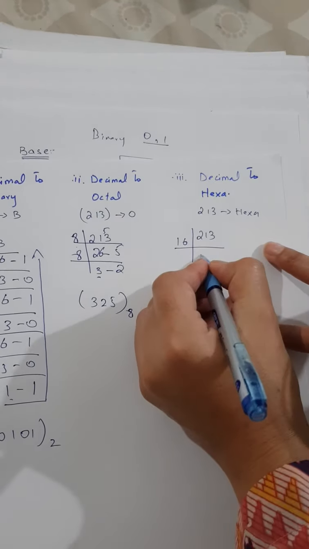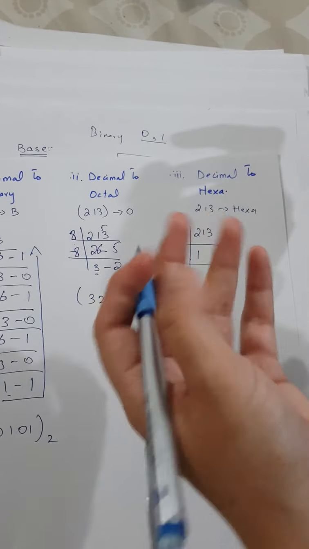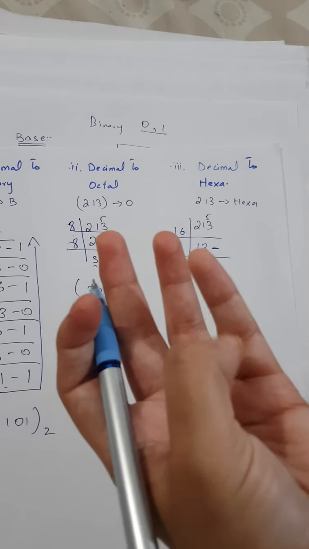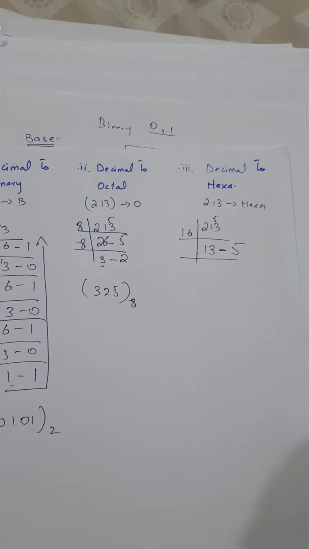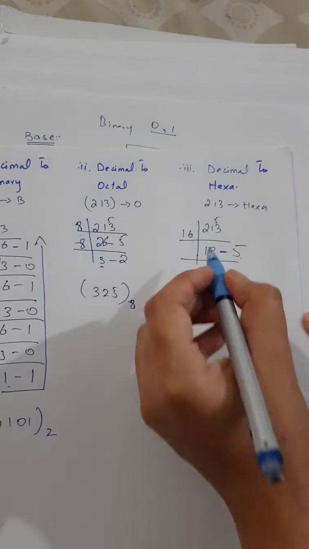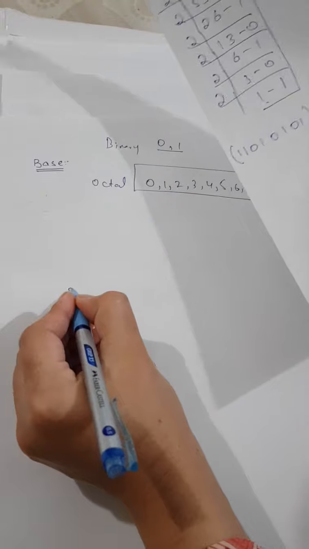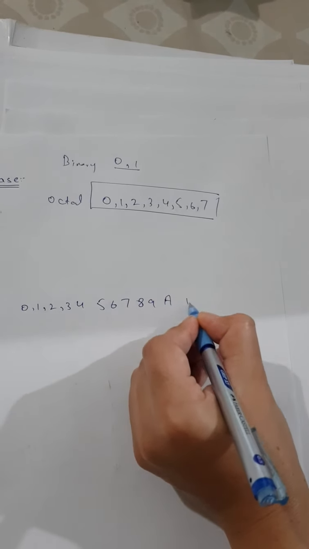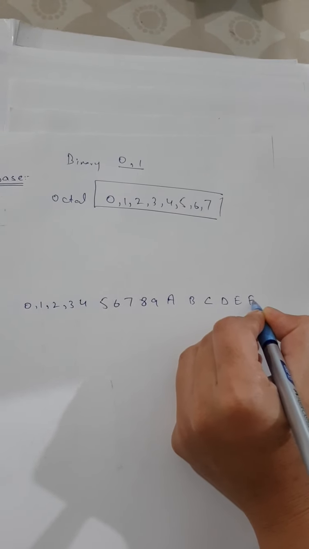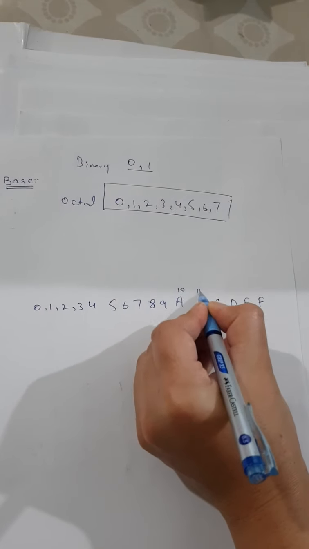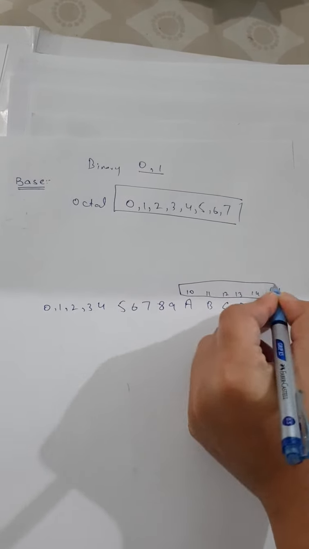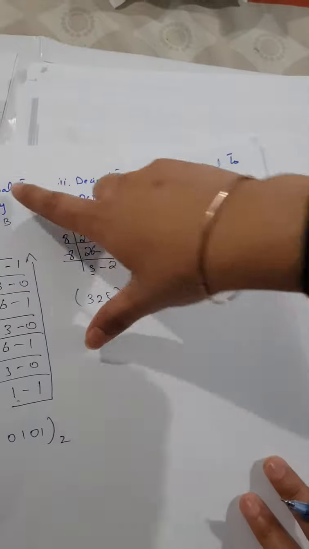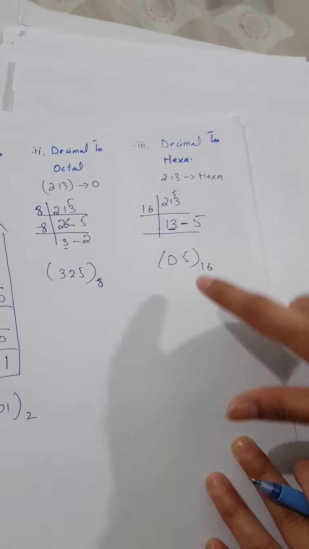All right, now with 16. 16 1s are 16, 16 3s are 48... I mean 16 13s are 208, and the remainder is 5. So the number is 13 and 5. Now, if you remember the lecture, in the hexadecimal number system we have 0, 1, 2, 3, 4, 5, 6, 7, 8, 9, and after that it's A, B, C, D, E, and F. A is 10, 11, 12, 13, 14, 15. That's how we write the hexadecimal number system. So it's 13, so we will write D instead of 13, and then 5, base 16. So we converted a decimal number to binary, a decimal number to octal, and a decimal number to hexadecimal.